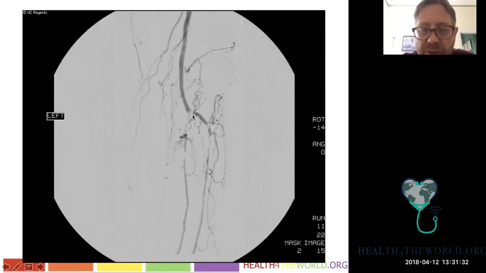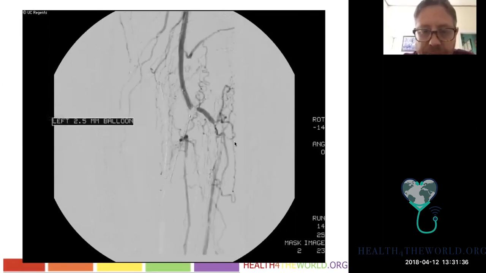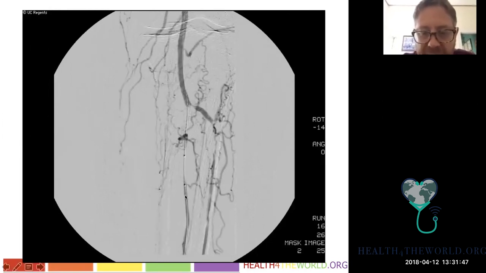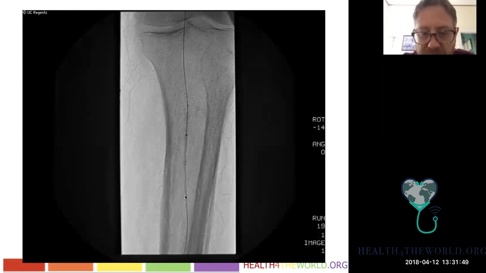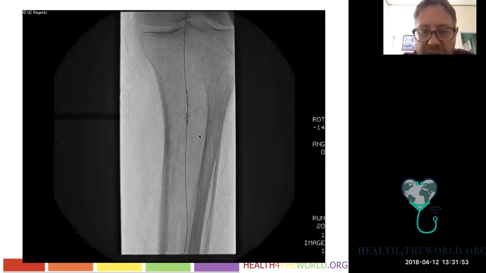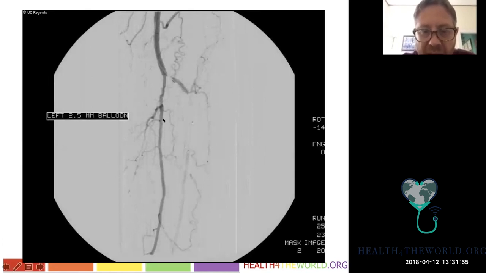So we try to fix this. Here's a better picture of this occlusion. And we put a wire that goes all the way down, and that went into the posterior tibial artery, which is not filling. So we pulled that back and put it right down in the peroneal. And then you just balloon up, and you can see there's a little waist on the balloon, and you just angioplasty, and voila, here we have a TP trunk that's restored. It looks a little irregular, but pretty good.